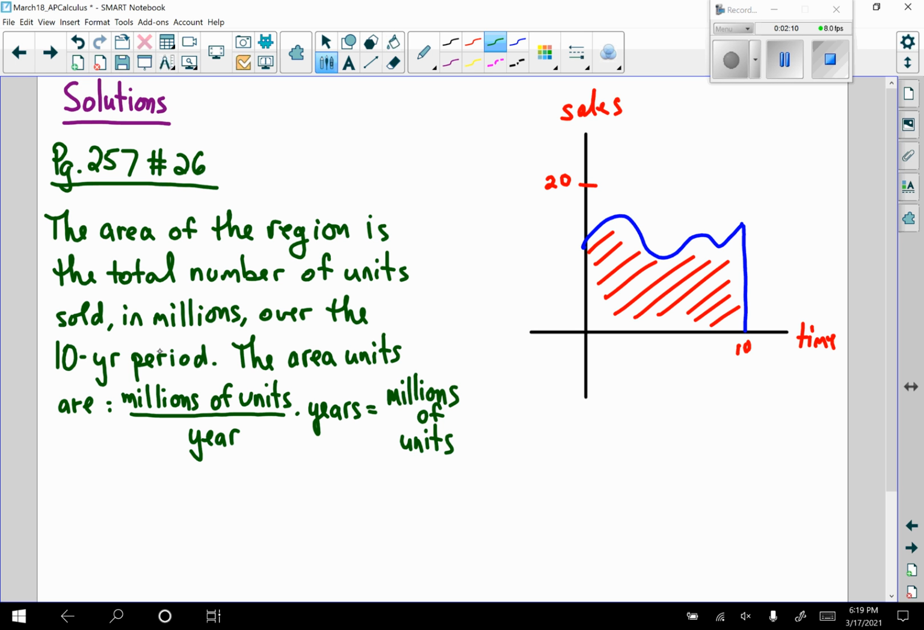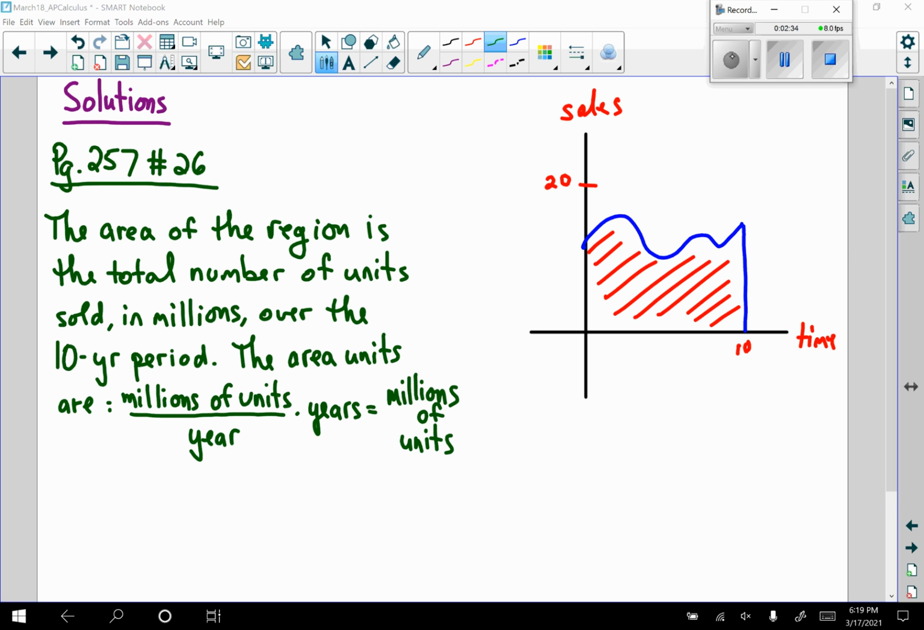Now, the reason I know it's in millions is because the area units are millions of units per year times the number of years. So the years cancel out and we're just left with millions of units. And that comes from the problem because it says sales are measured in millions of units per year, and then we multiply by the number of years. So that's why we're just looking at millions of units.